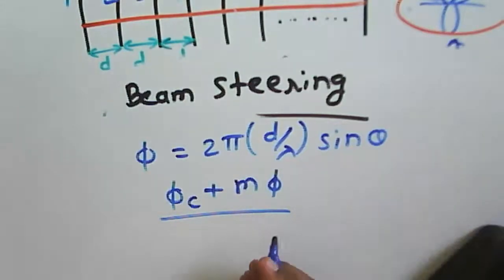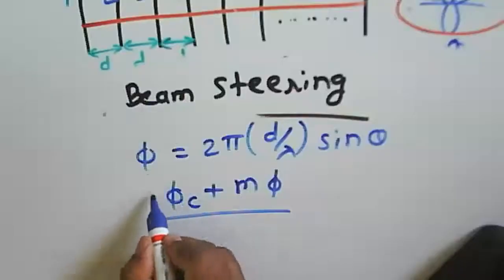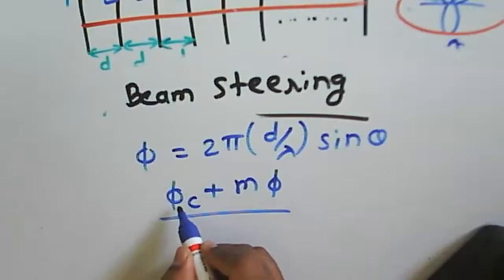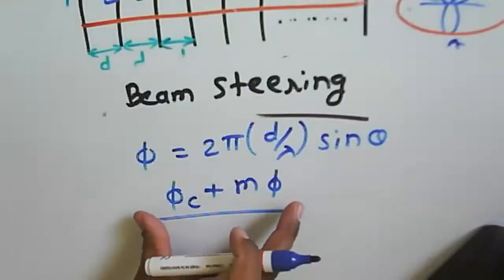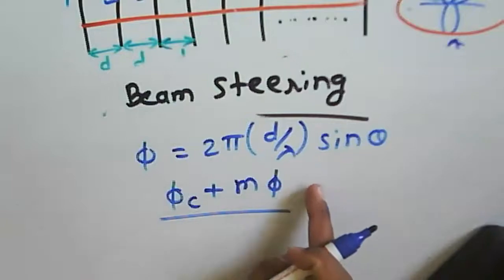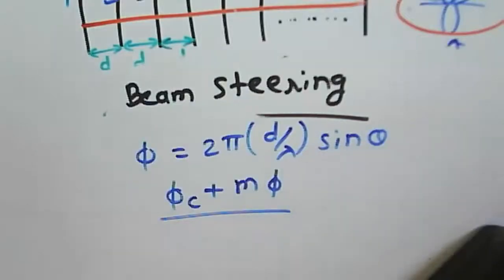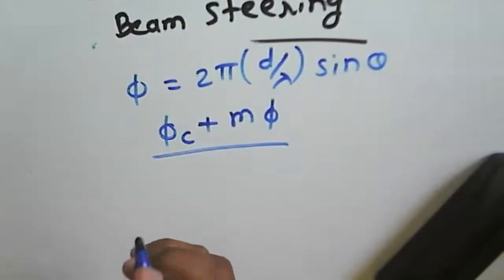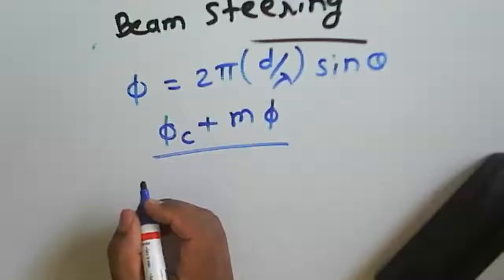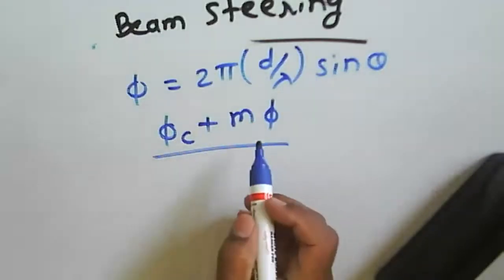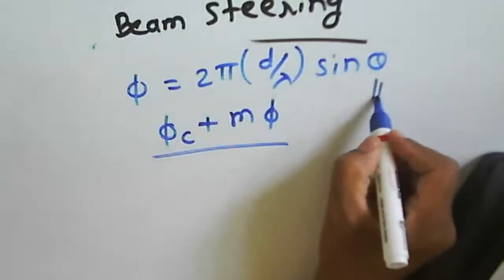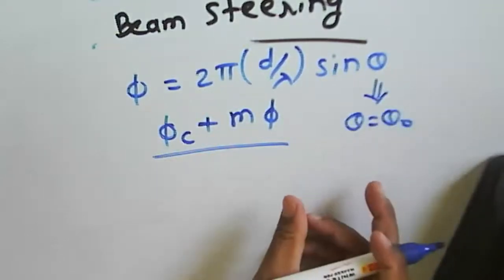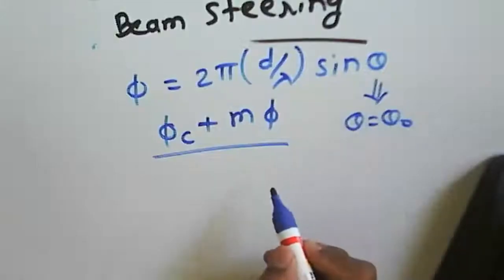And this phi c is nothing but a constant phase applied to all the elements. So the phase at each element we are calculating as constant plus m phi. So phi is nothing but through this. So in the radiation pattern, where are we getting the maximum? If theta is equal to theta 0, then sine of theta will be sine of theta 0.